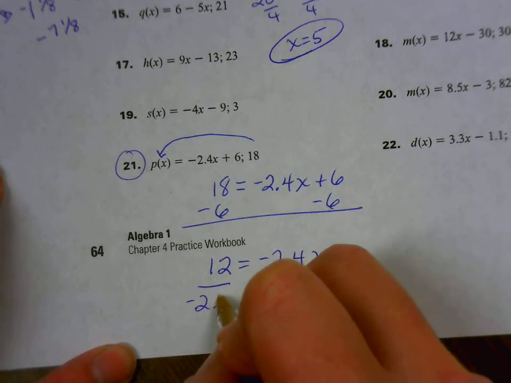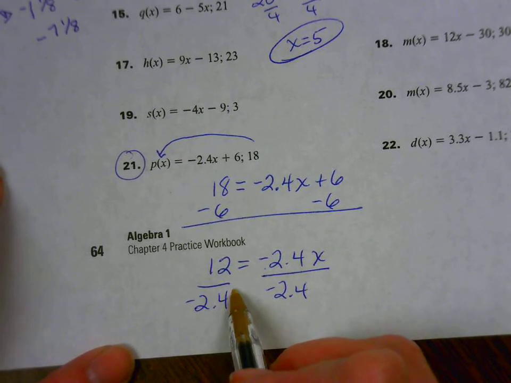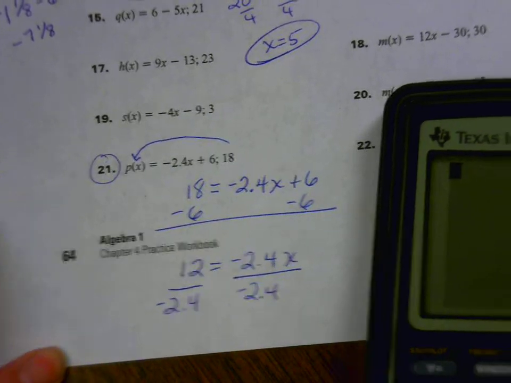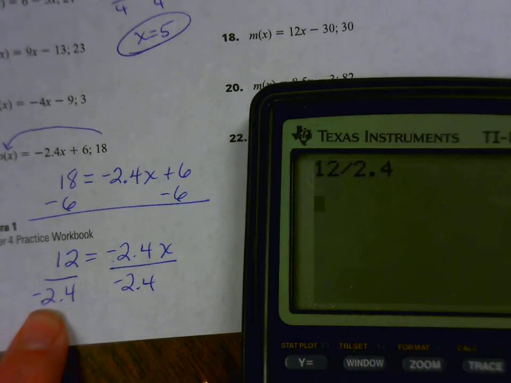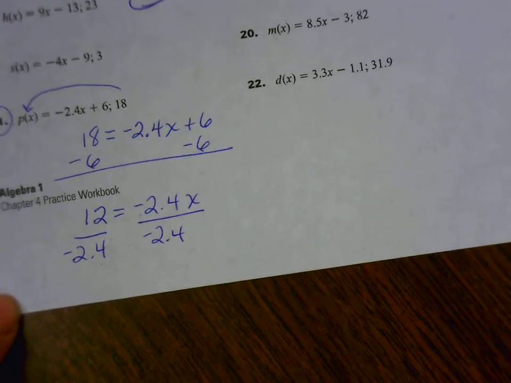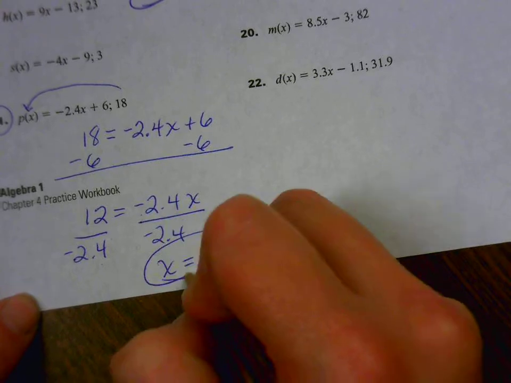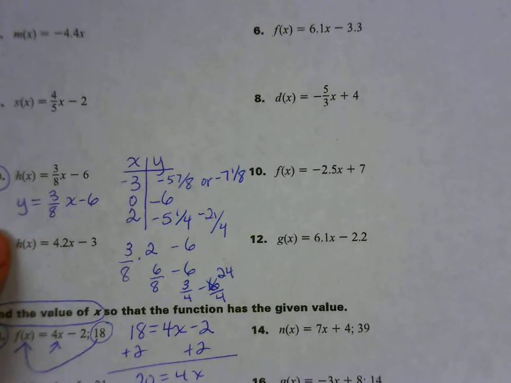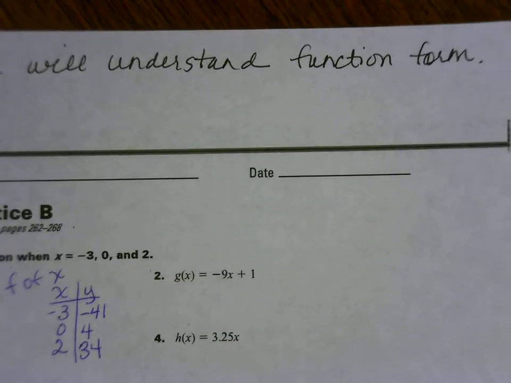Now, because this is in decimal, I'll let you use decimal. So you can go ahead and take 12 divided by negative 2.4. So I'll bring out my calculator and I have 12 divided by 2.4, which is going to be a negative 5 because there was one negative in the problem. So this means that x equals negative 5 on this one. Okay? All right, that is all I need you guys to understand today about the learning goal. The student will understand function form, and we will do a little bit more of that later.